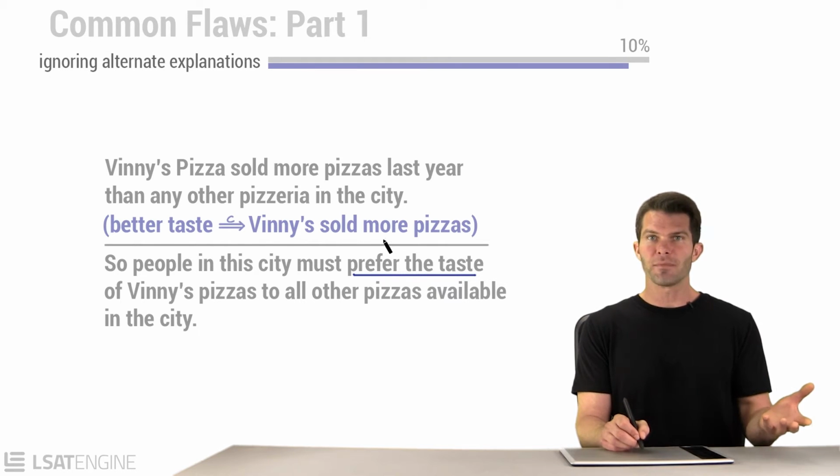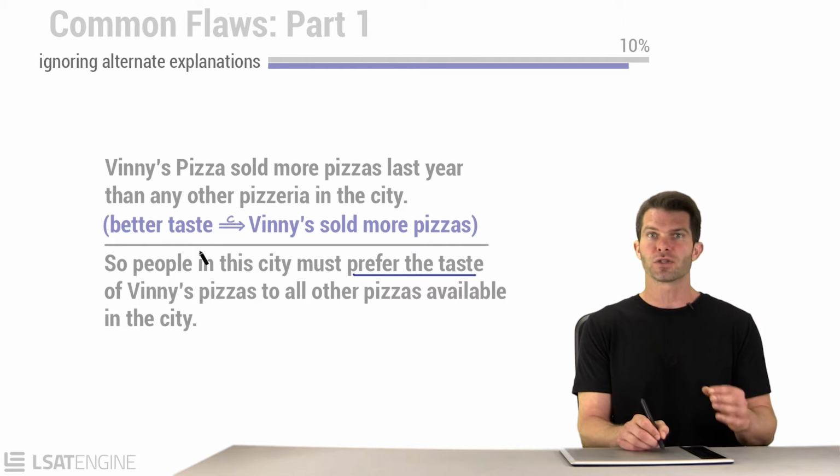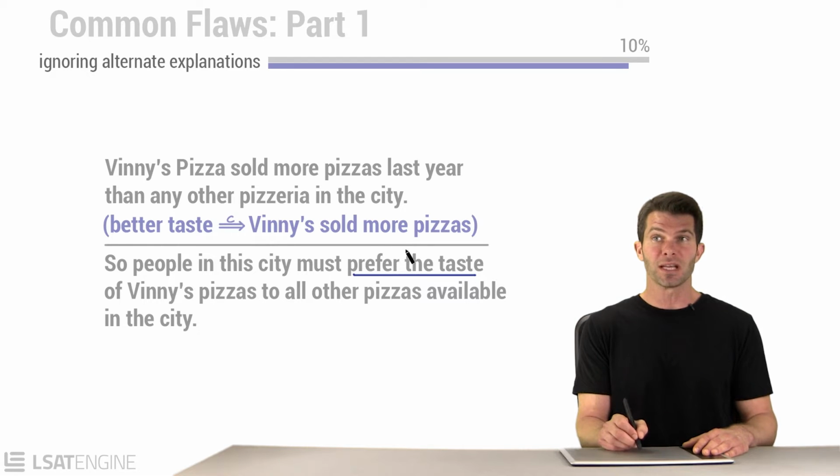And so we could describe this flaw directly in just that way. This argument is ignoring alternate explanations. We could describe this flaw through the assumption. We could say it assumes that this is the explanation for that, or it takes it for granted. Or we could describe this flaw in terms of something that would weaken the argument. This argument ignores the possibility that Vinny's pizzas are significantly cheaper than any other pizzas in the city, and that would be describing the flaw through the lens of what would weaken the argument.